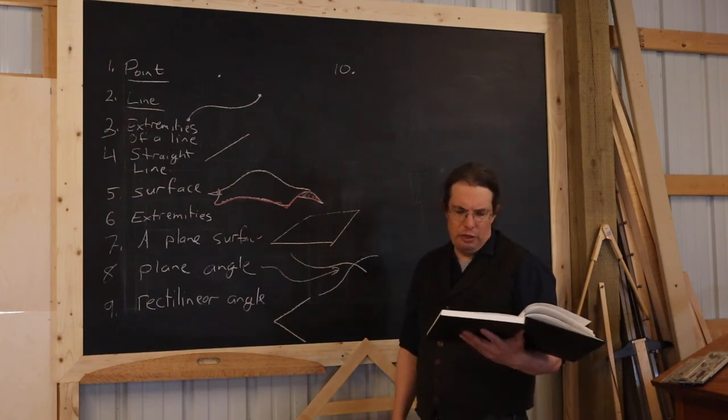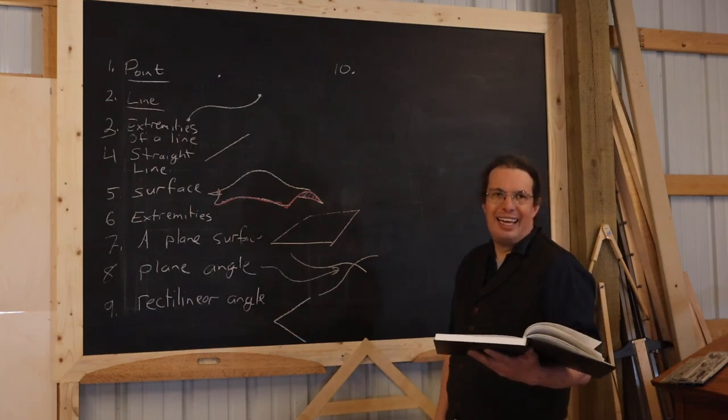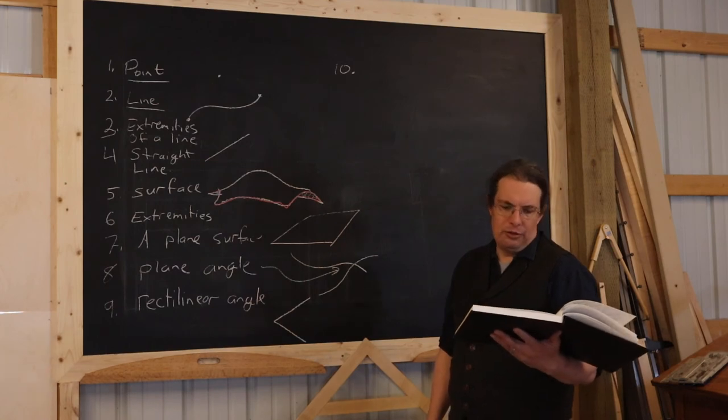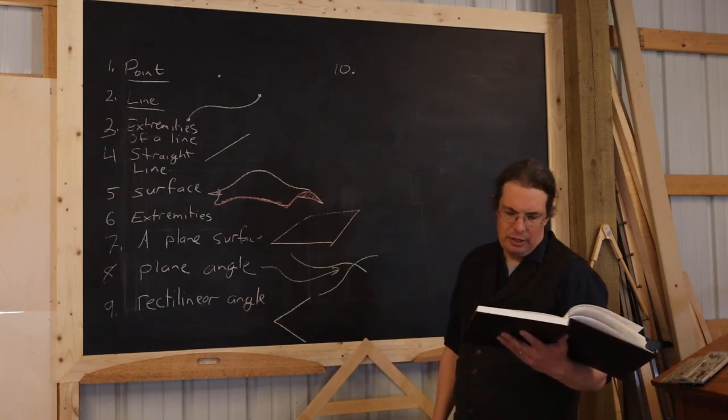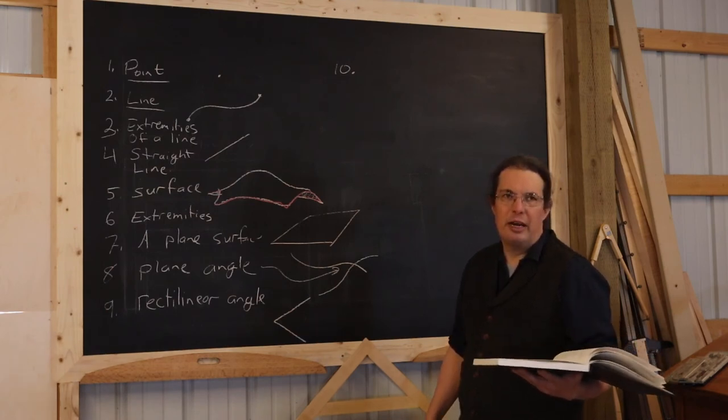But anyway, it's when a straight line standing on a straight line makes the adjacent angles equal to one another, each of the equal angles is right. And the straight line standing on the other is called a perpendicular to that which it stands.